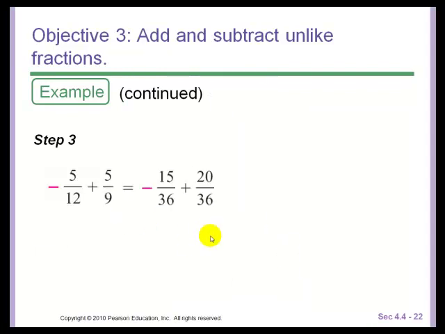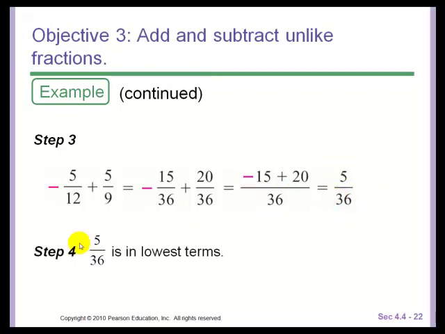Now rewrite with our common denominators. -5/12 is -15/36, and 5/9 is 20/36. Now we're going to add -15 plus 20, keep our common denominator. That winds up being a positive 5/36. That is in lowest terms, so your final answer is 5/36.